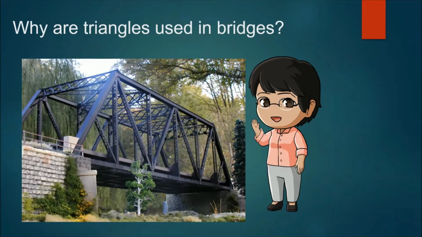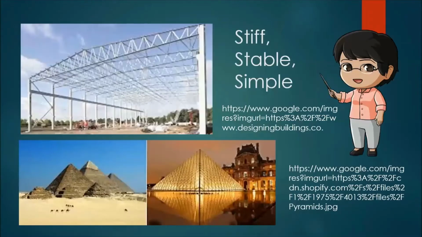Why are triangles used in bridges? A triangle is a simple structure, but it is stiff and stable. If force is applied on a rectangular structure, it will flatten. But if force is applied on a triangular structure, they will evenly distribute the weight without changing their proportions. Before triangles were used in bridges, their structures were weak, but with the use of triangular structure, they became sturdy.